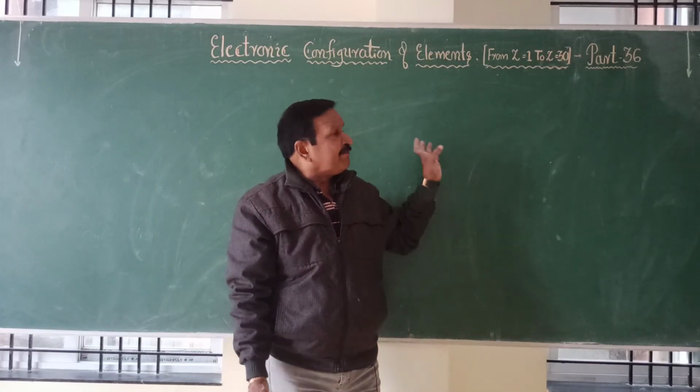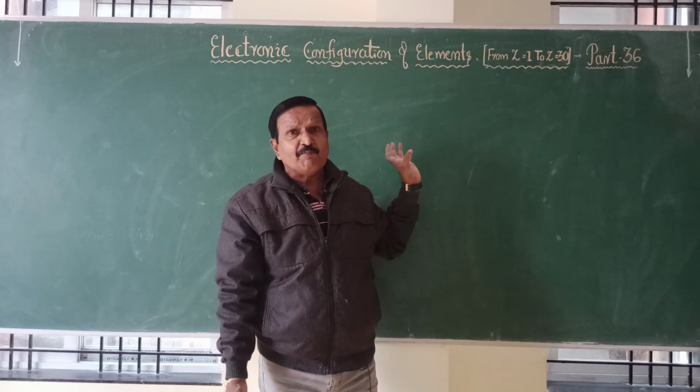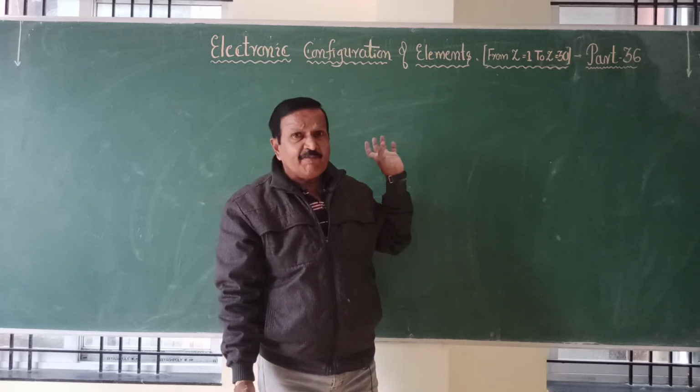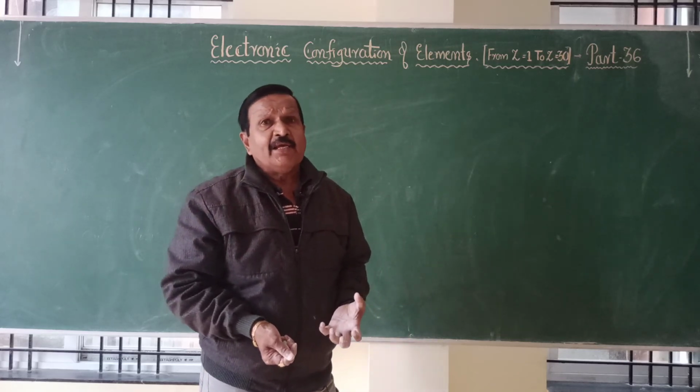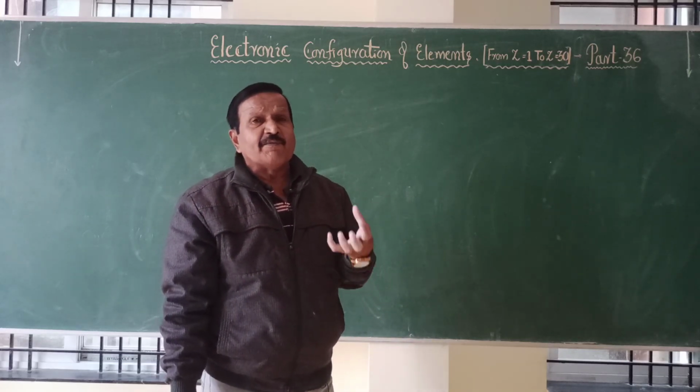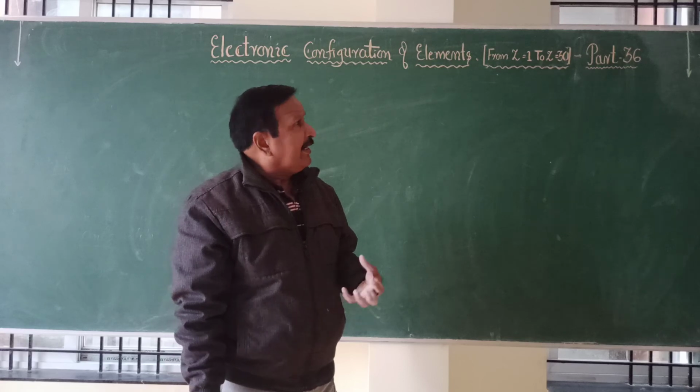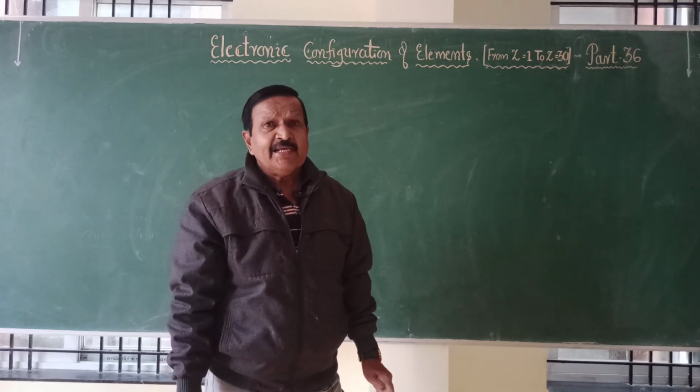Okay, students, after studying these 5 important points before electronic configuration, now we are going to study what the electronic configuration of an element actually is, okay, in my next part, that is 36.